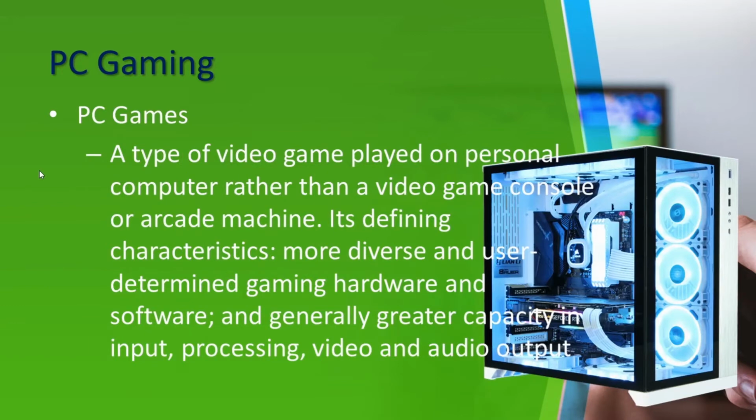Okay? So now, what is a PC game? PC games are a type of video game played on a personal computer rather than on a video game console or arcade machine. Its defining characteristics are more diverse and user-determined gaming hardware and software, and generally greater capacity in input processing, video, and audio. So let's have a brief differentiation between gaming consoles and PC games, or personal computers.